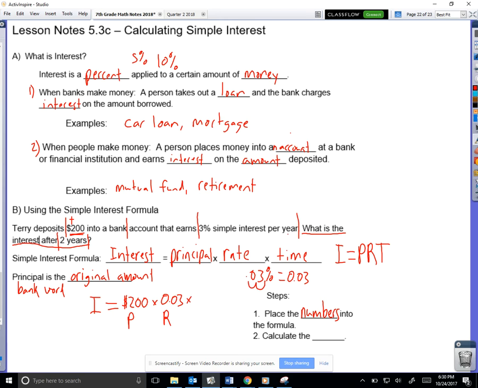Then I'm going to multiply that by the time. The amount of time that's going to go by is 2 years, so it's just going to be 2. We just multiply these numbers together, and the interest is going to equal these 3 multiplied together. When we do that, it comes out to $12 interest.